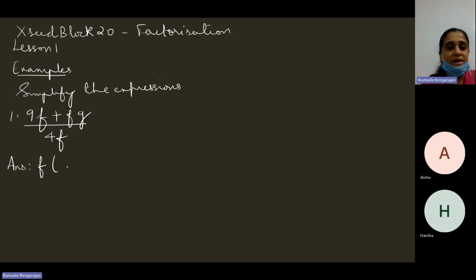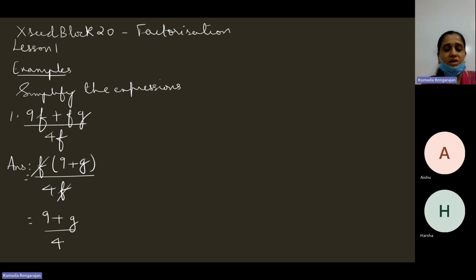9f has f in it and fg also has f in it. So f is the common factor. Take it out. So we have 9 plus g in the bracket over 4f. So f and f get cancelled. The result is 9 plus g by 4. This cannot be simplified any further. That's it. 9 plus g by 4.